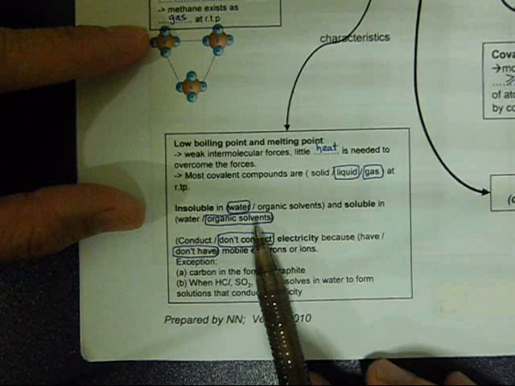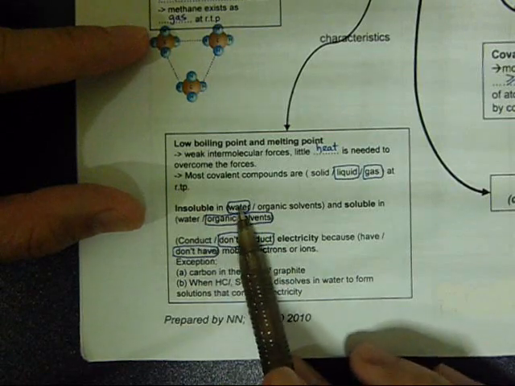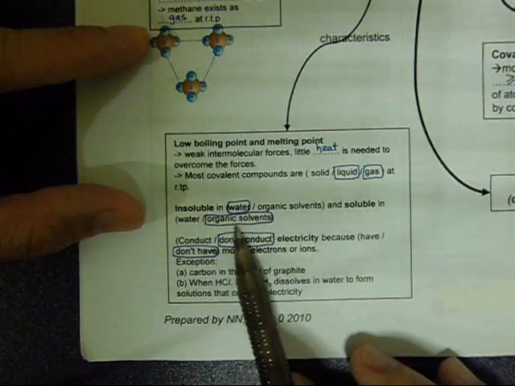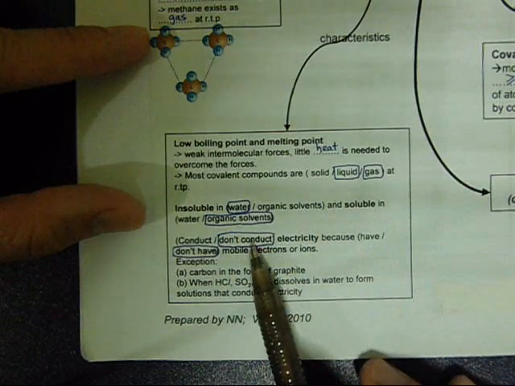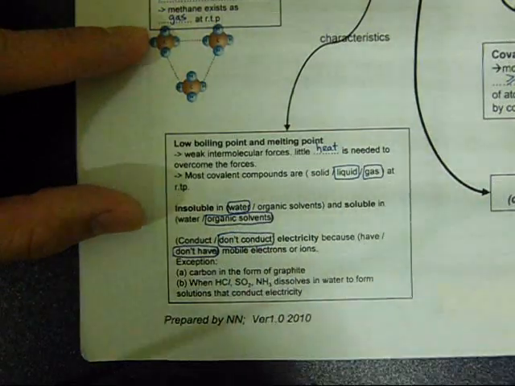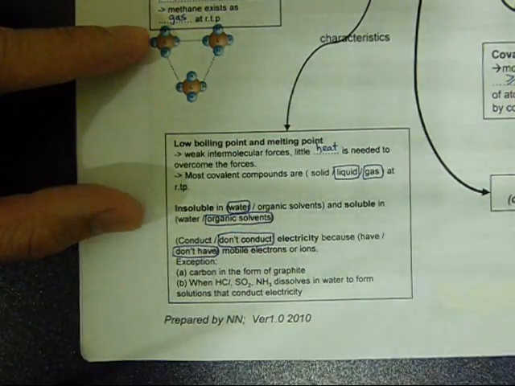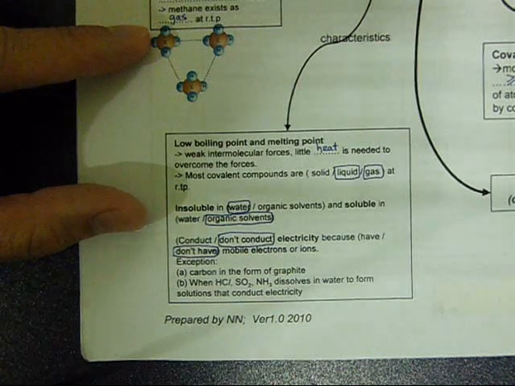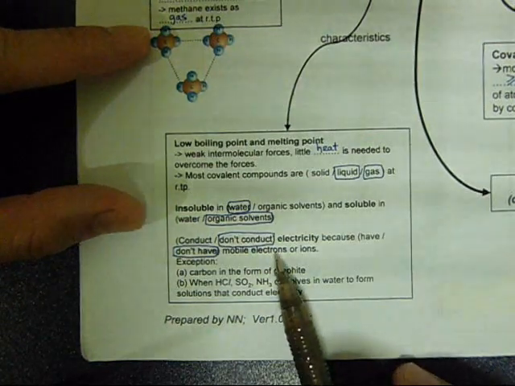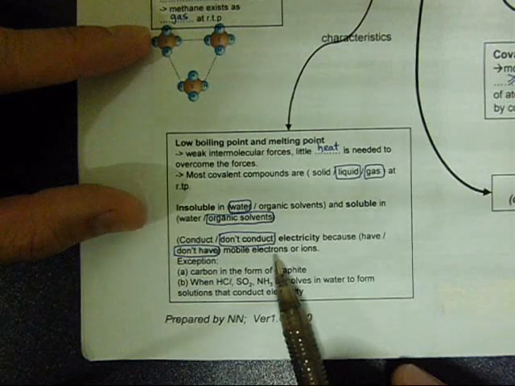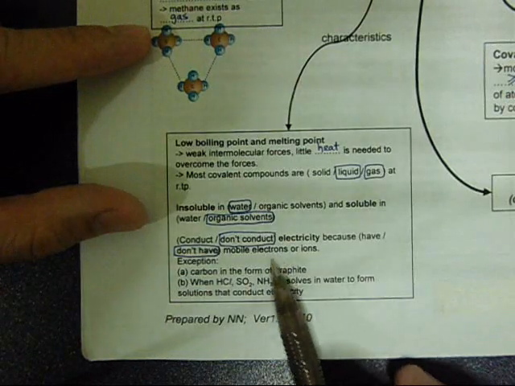And also covalent compounds are insoluble in water, so the solubility is very important. They are insoluble in water and soluble in organic solvent, and they don't conduct electricity. In order for the substance to conduct electricity, it must have either mobile ions or mobile electrons, and a covalent substance has neither of these.